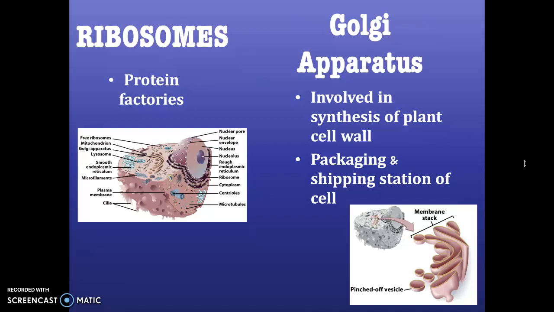Okay, so vesicles will bring a lot of stuff in. You can see a pinched off vesicle there in the picture. Vesicles bring stuff in. Once it gets modified, it gets put back into a vesicle where it can be shipped off where it's needed. So that is the Golgi apparatus. These are sometimes called Golgi bodies.